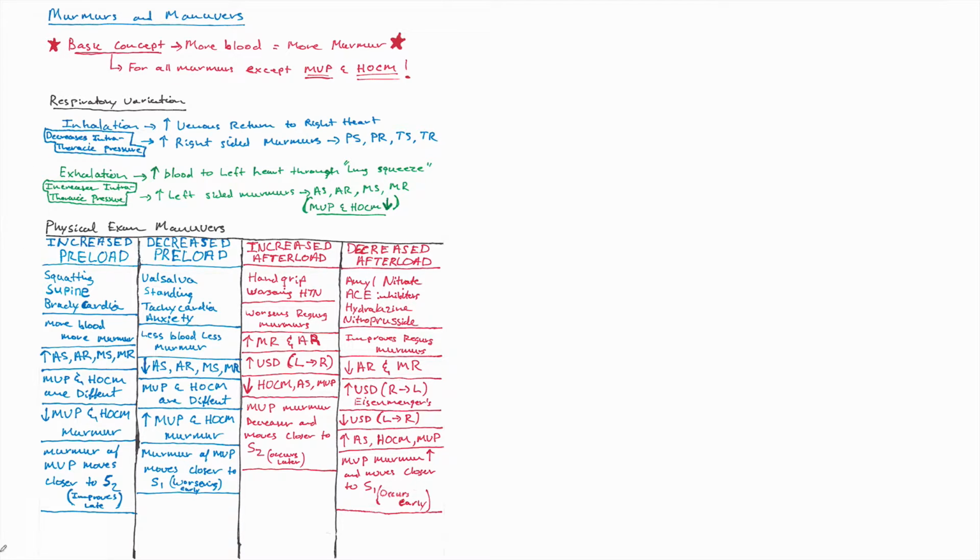The basic concept, and the one thing I would say to remember, if I had to tell you one thing, is the concept of more blood, more murmur. If you have more blood, you're going to get more murmur for everything except mitral valve prolapse and HOCM. Basically, if there's increased blood in the ventricle, that's going to lead to an increase in the murmur for everything except mitral valve prolapse and HOCM.